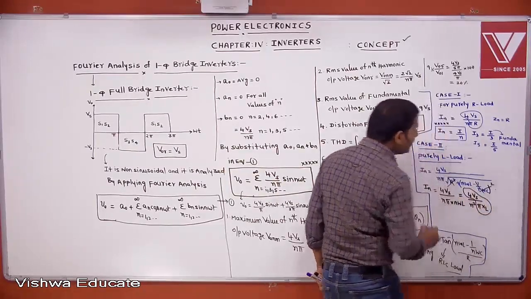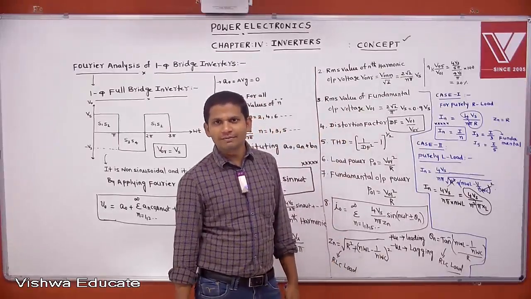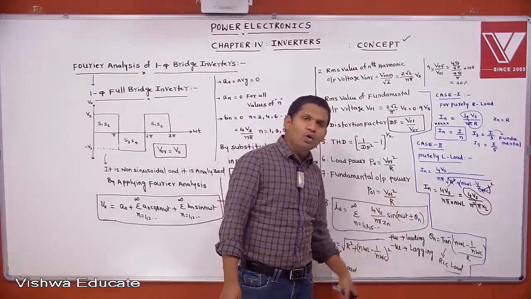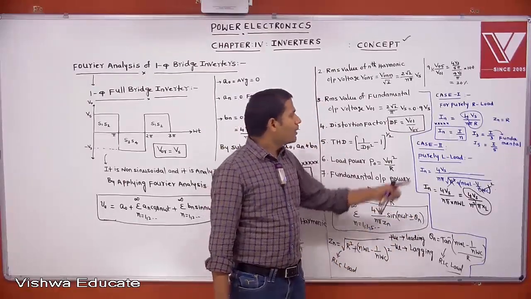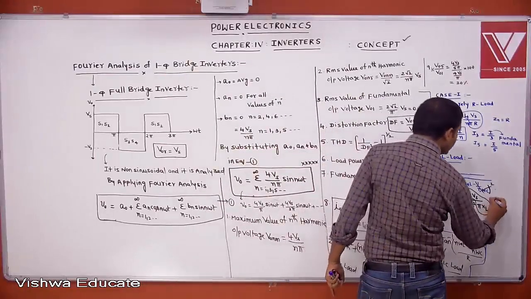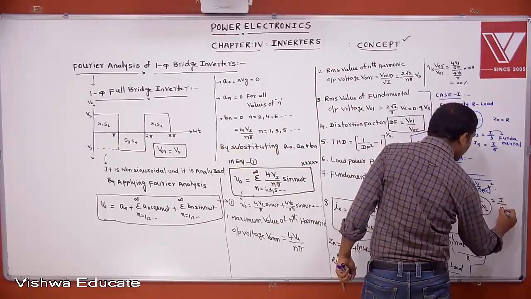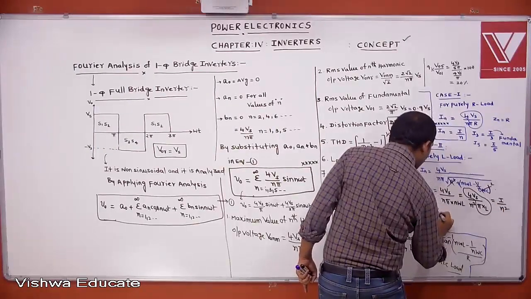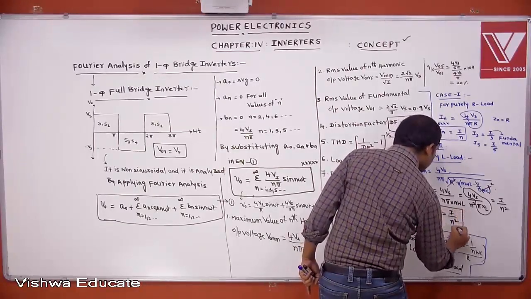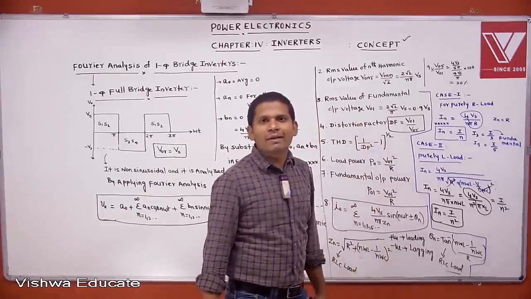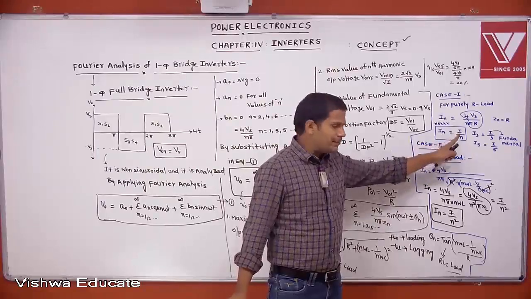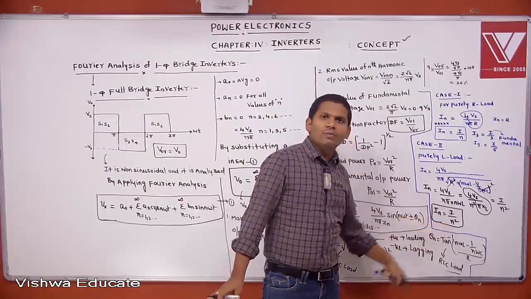Then what is this current, you tell me? Fundamental current for purely inductive load equals 4 Vs by pi XL. For purely resistive load, the fundamental current equals 4 Vs by pi R. Shall we write like this? This is I by N square. Therefore, for purely inductive load, nth order harmonic current equals I by N square, 1 by N square times the fundamental current. Clear? Resistive load means 1 by N times. Purely inductive load means 1 by N square times.